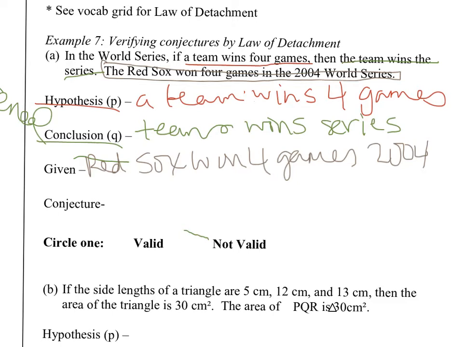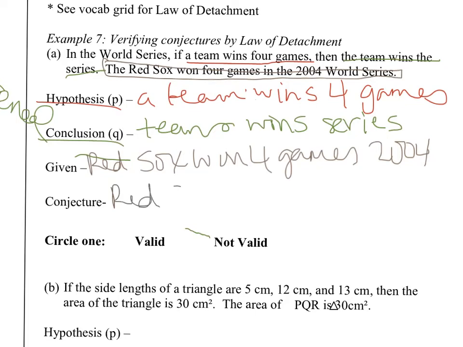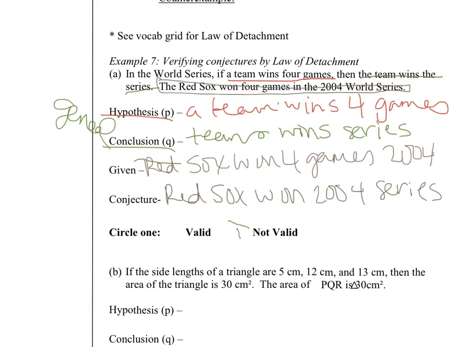So if it follows this order, general hypothesis, general conclusion, specific given statement, then you're going to just write this specific conjecture that follows that. Well, then what happened? Well, the Red Sox won the 2004 series. Okay, so what you want to look for with law of detachment, your hypothesis and your conclusion together should be a very general statement. If blah, blah, blah, then blah, blah, blah. If that happens, then the next sentence should be a repeat of that sentence, but in specific terms. A team wins 4 games, then the team wins the series. The Red Sox won 4 games in 2004, so the Red Sox won the 2004 series. If you go in this order like it says, exactly the same, general, general, specific, specific, then you will have a valid law of detachment.